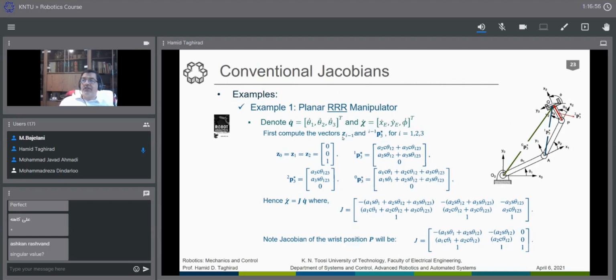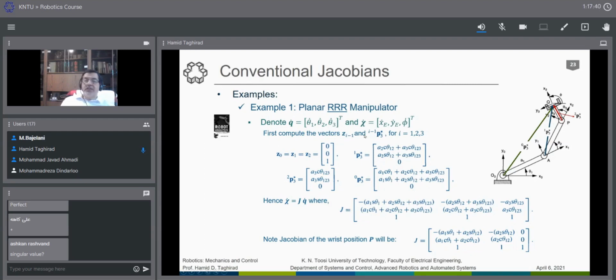To find the Jacobian, we shall find the z i minus 1 and P star, P3, because the point of interest, suppose, is the origin of the third frame. If this is the case, we need to find P3 star with respect to i minus 1, where i minus 1 is 1, 2, 3, which is 0, 1, and 2. We should find these 3 vectors. And as I mentioned, these 3 vectors are here represented by the red, blue, and green vectors that we can find.